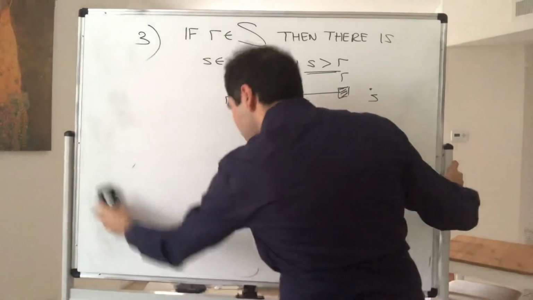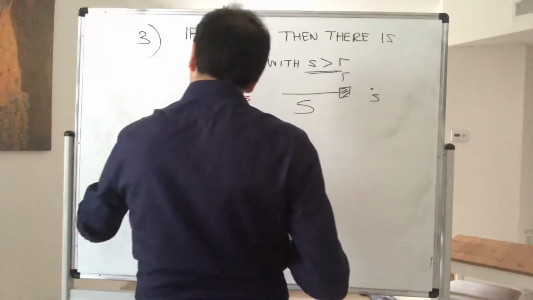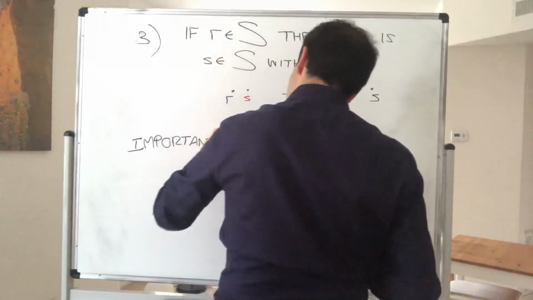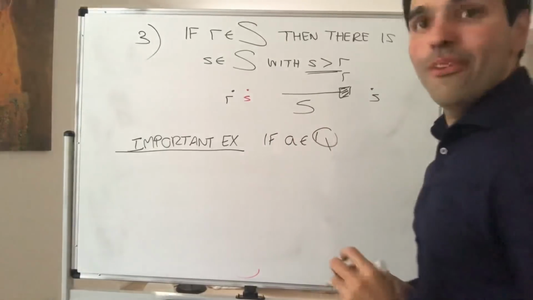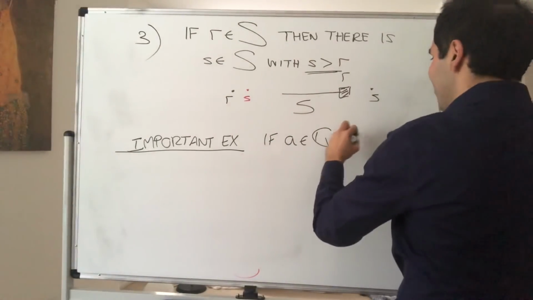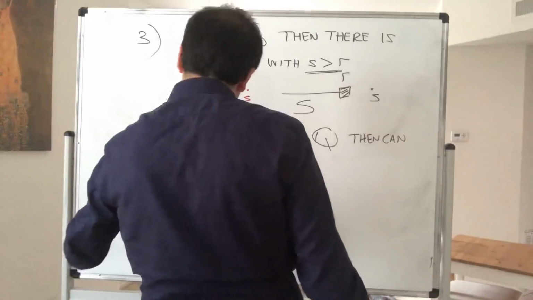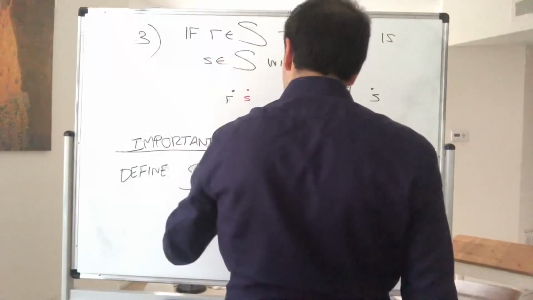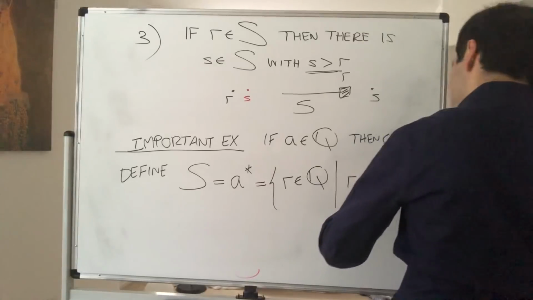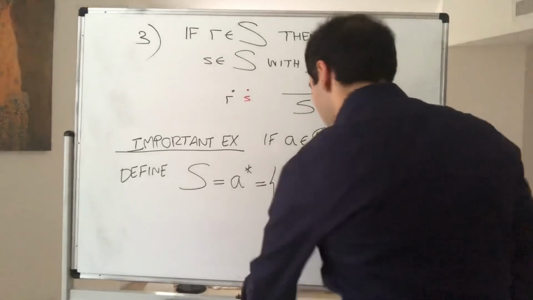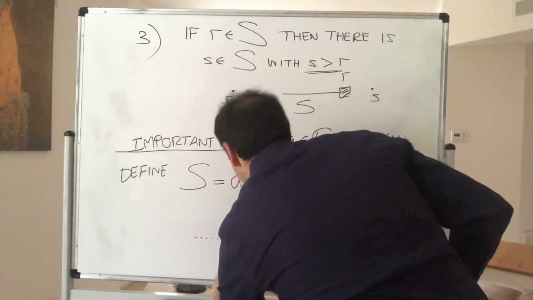The first one is very important and similar to the square root of 2 example I talked about. So, important example. First of all, if A is a rational number, and again we know rational numbers exist, that's good, then we can define the following set. S, sometimes called A star, is simply all the rational numbers less than A. Okay. So again, given a rational number A, let S simply be all the rational numbers less than A.